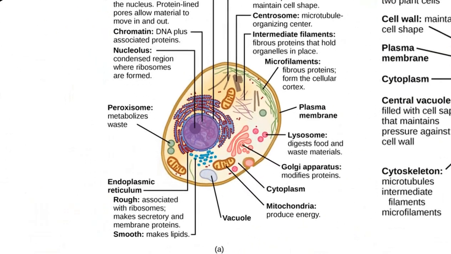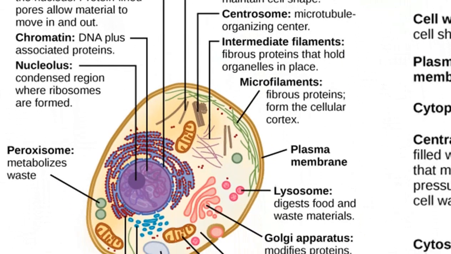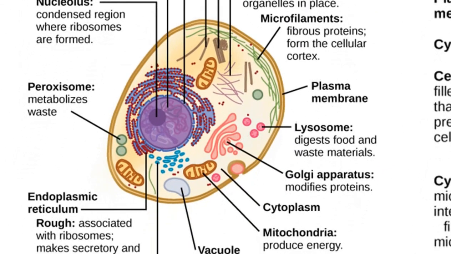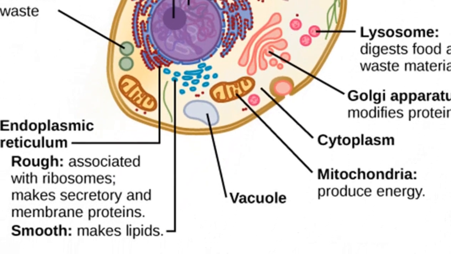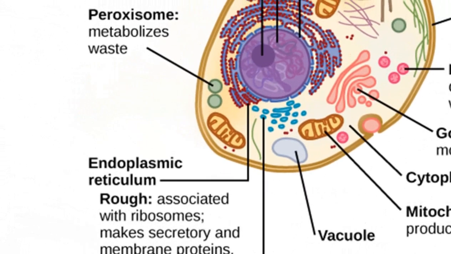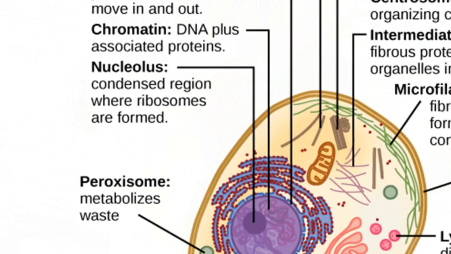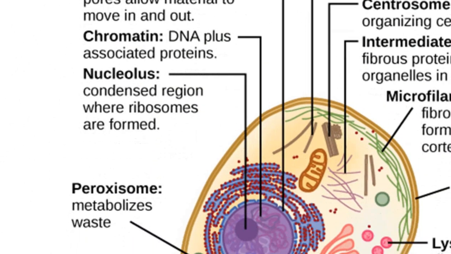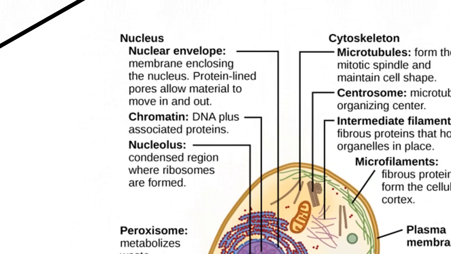And when you look at this animal cell, here also all are comparable to the plant cell except one or two variations. Here also we can see the cytoskeleton, centrosomes, intermediate filaments and microfilaments, the plasma membrane, lysosomes, Golgi apparatus, cytoplasm, that is the semi-fluid matrix, mitochondria, vacuoles, endoplasmic reticulum, both rough and smooth endoplasmic reticulum, and peroxisomes. With respect to the nucleus also we can see the nucleolus, chromatin, as well as the nuclear envelope.